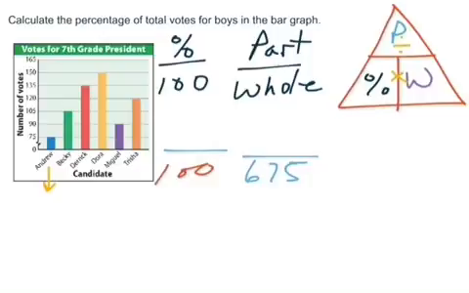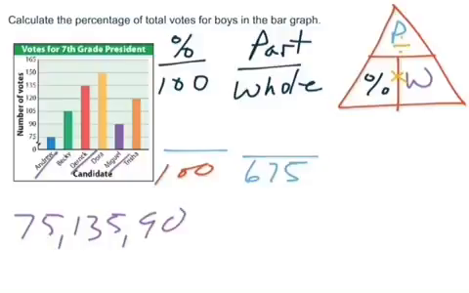Now we want to figure out what percentage of the votes was for the boys. So let's isolate the boys here. Andrew, Derek, and then Miguel will be the ones we look for. Andrew got 75 votes, Derek got 135, and Miguel got 90. So 75, 135, and 90. If you add that up correctly, the part that they received was 300. So we're actually looking for the percent. The percent is our unknown. So we got 300 out of 675.